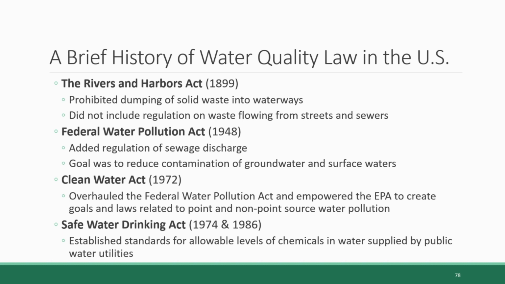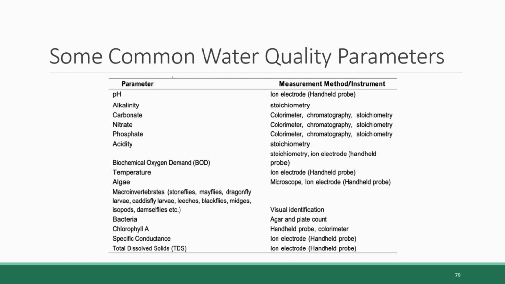And water management agencies have to monitor an extensive list of chemicals and parameters in a water supply in order to ensure that it is up to standards. This list here provides some common water quality parameters that are measured: the pH of water, the concentration of carbonate, nitrate, phosphate, the algae content, the concentration of bacteria, the concentration of chlorophyll, etc. This list is not at all comprehensive, but it gives you a brief sampling of just a fraction of what goes into the intensive process of continuously checking and maintaining a safe and high quality supply of water in the US.